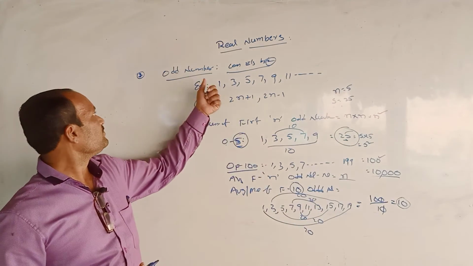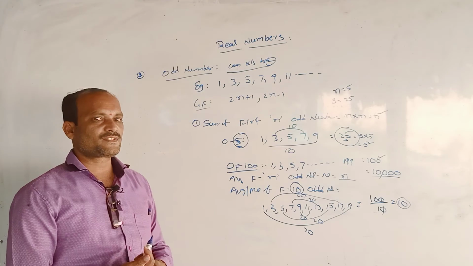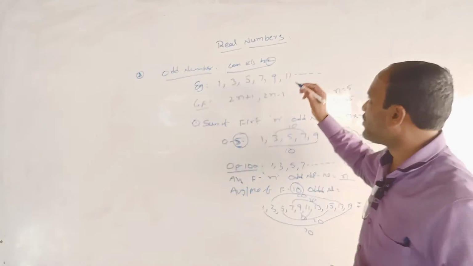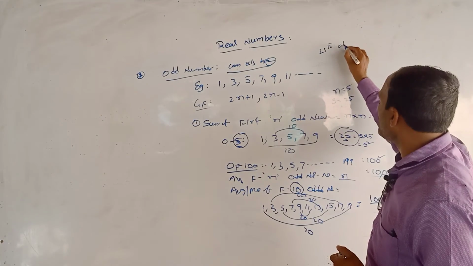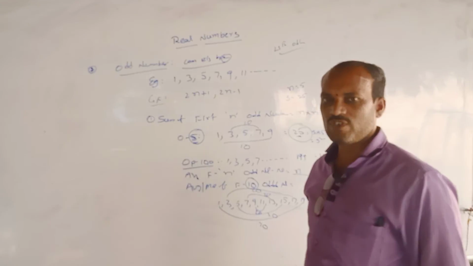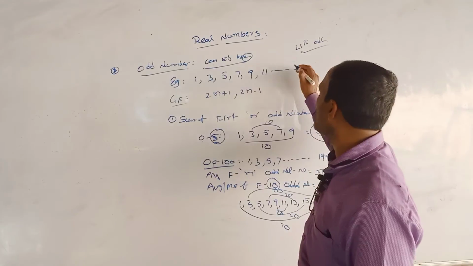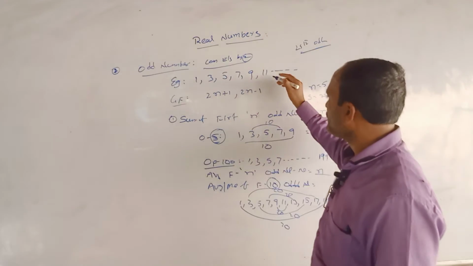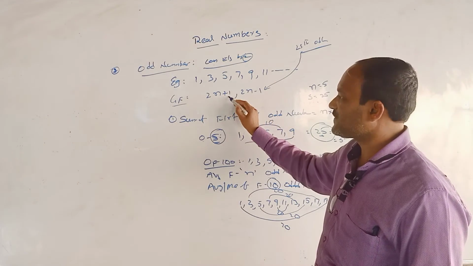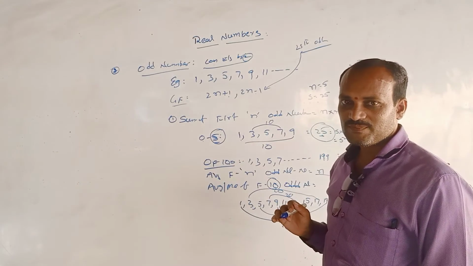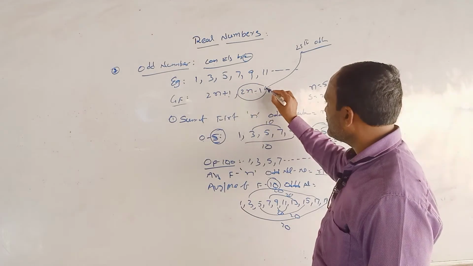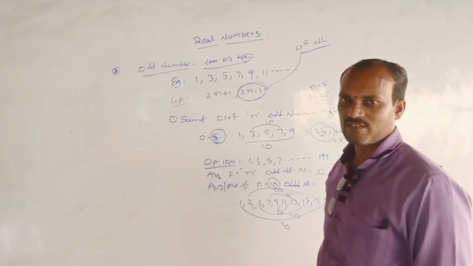This is about odd numbers. I ask one more question. What is the 25th odd number? So we calculate using the general form. Now, which one did you take, 2n plus 1 or 2n minus 1? 2n minus 1.